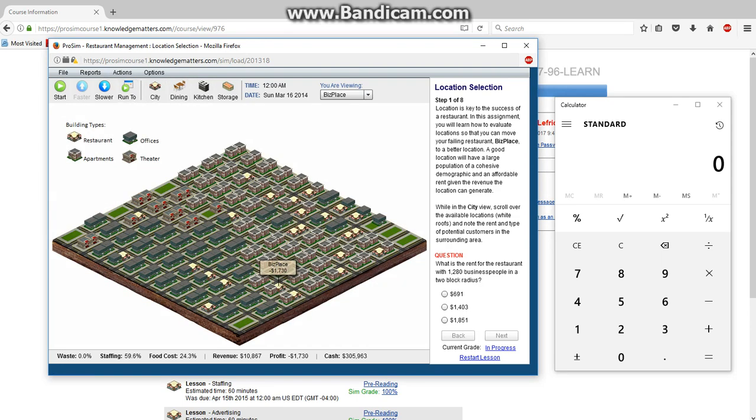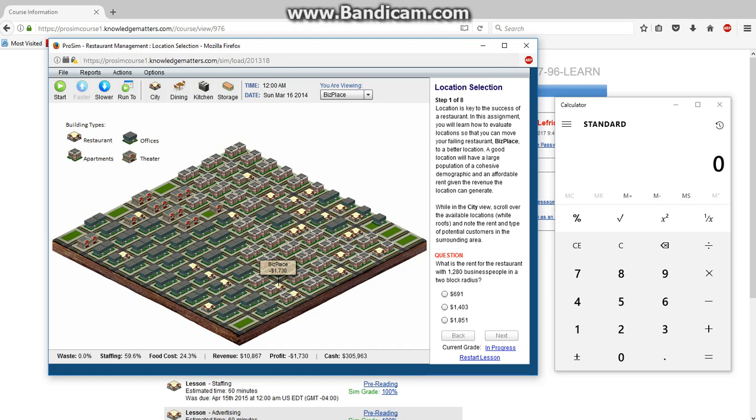There are a lot of reports and things you have to do. In the bottom you have to keep an eye on your waste cost percentage, labor cost, food cost, revenue, and profit per week. So right now this restaurant is losing money. And we have to find another location for this place.